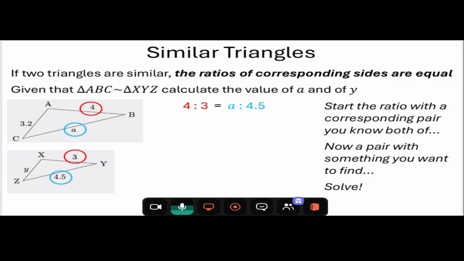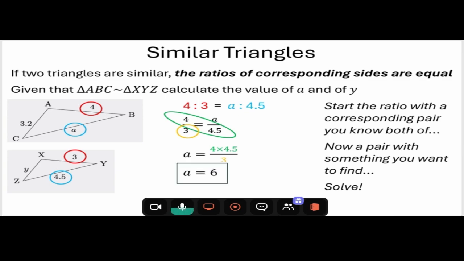Turn those into fractions. Find the cross product that doesn't have a variable in it. You're going to multiply those two and divide by the other one. And that's just a little shortcut that we know works in this special situation, right? So A is the green 4 times 4.5 divided by the orange 3. And if you punch that into your calculator, you will get an answer of 6 for A.